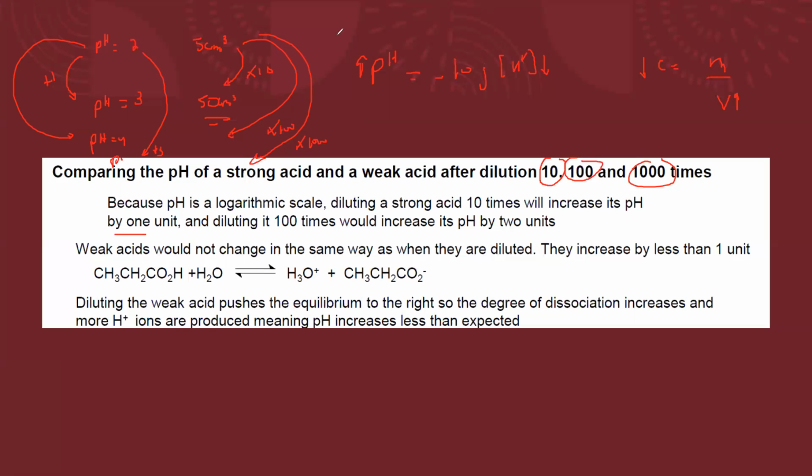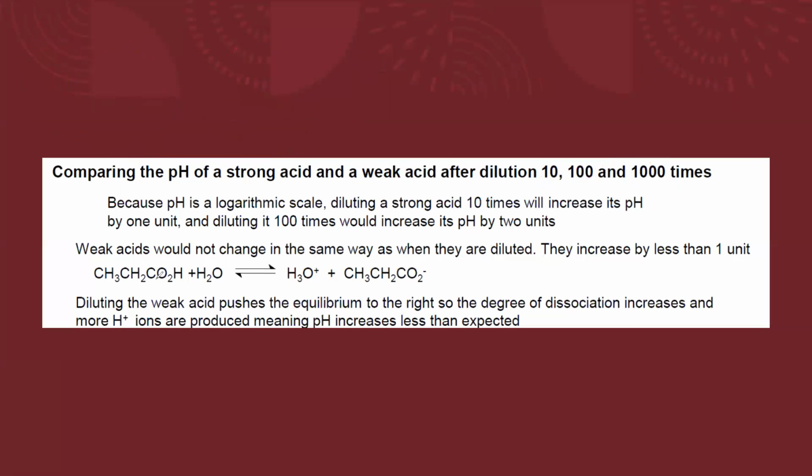So you can see here, for a weak acid, say propanoic acid, dissolved in water it gives a hydroxonium ion and a propanoate ion. Now, diluting means we are adding water. So diluting the weak acid pushes the equilibrium towards the right. Why? Because we are adding water. If I add water, I add reactant, so the equilibrium shifts towards the right. So the degree of dissociation increases, so hydrogen ion concentration also increases, and hydrogen ions are produced, which means the pH increases at a less than expected rate.